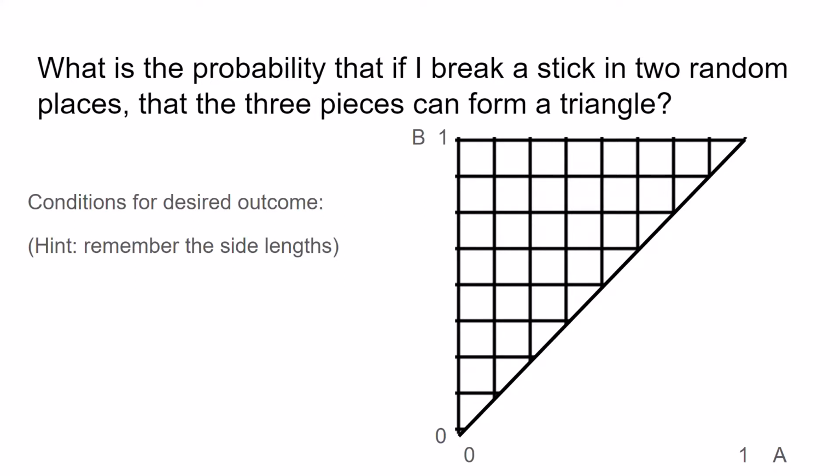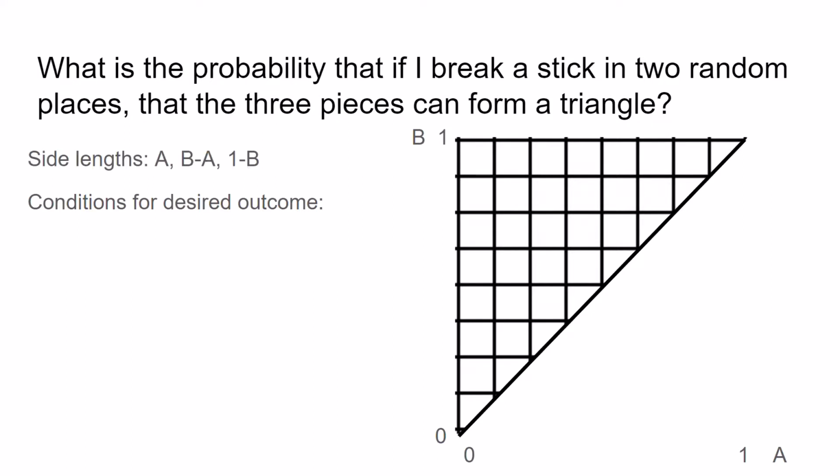The conditions for the desired outcome is easy to find after we remember the side lengths, which is A, B minus A, and 1 minus B. Now let's create the three inequalities and simplify them. Remember to flip the sides when you multiply by negative numbers. Now we have B is greater than 1/2, A minus B is greater than negative 1/2, and A is less than 1/2.